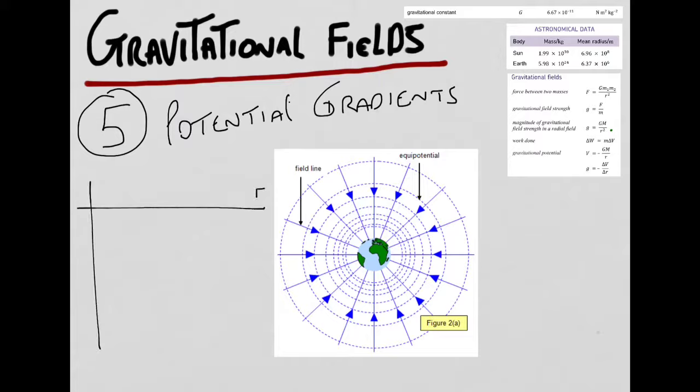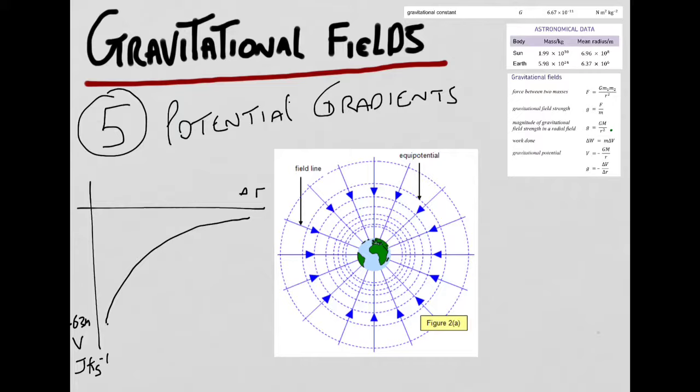This being radius as we move away from Earth, or change in radius. This being V. We'd have a minus 63 number down here, mega, and that's in joules per kilogram. And we would move in this direction as we moved away from Earth. So what we would see is that the value of V gets closer and closer to zero as we move away from Earth.